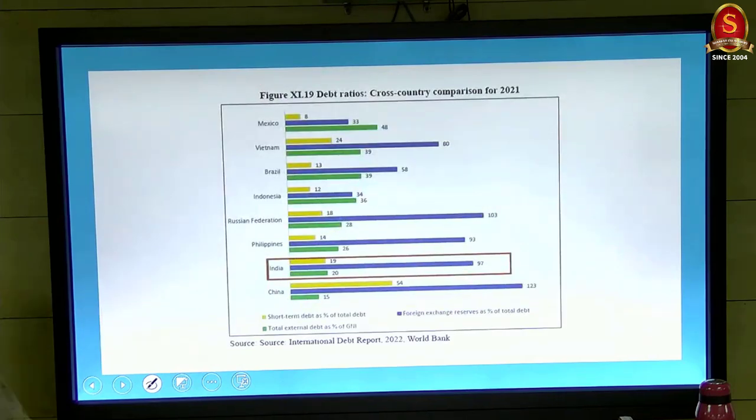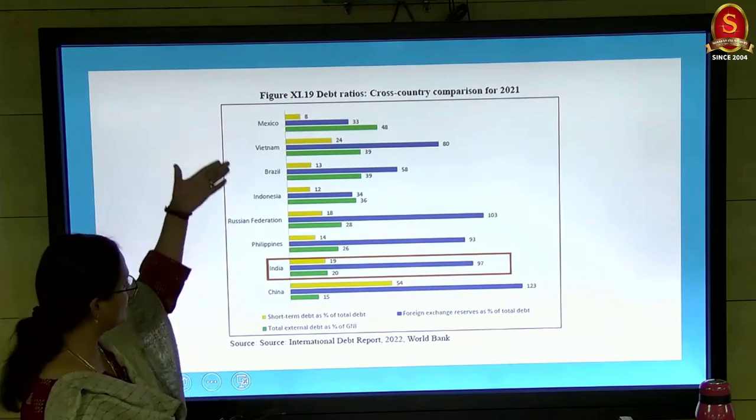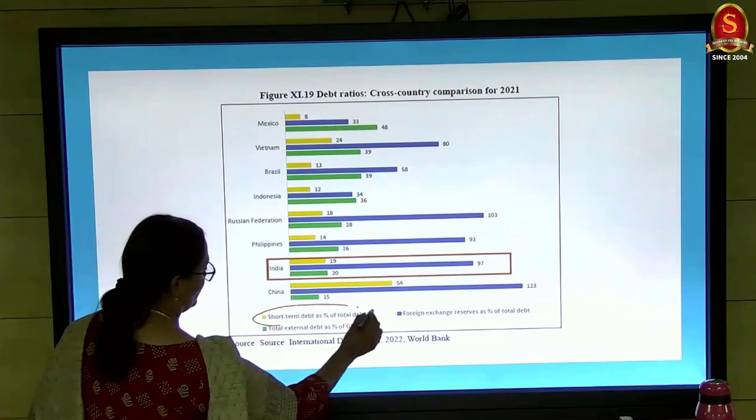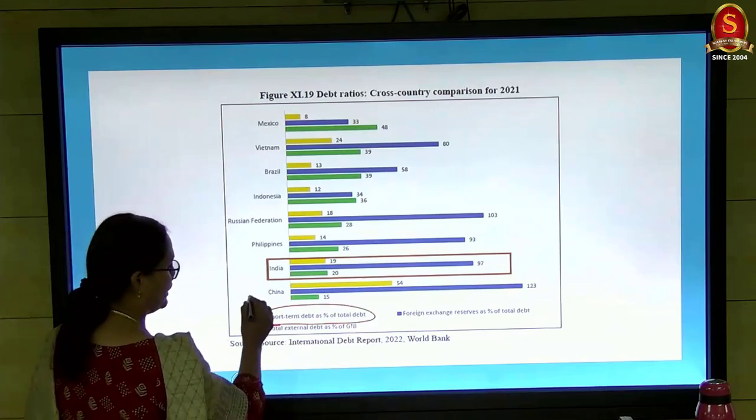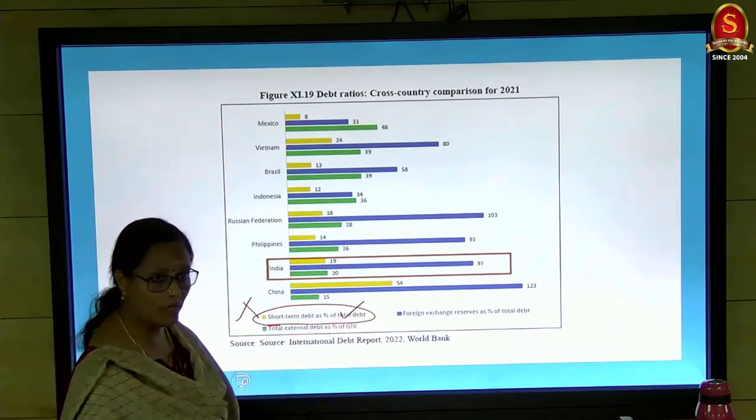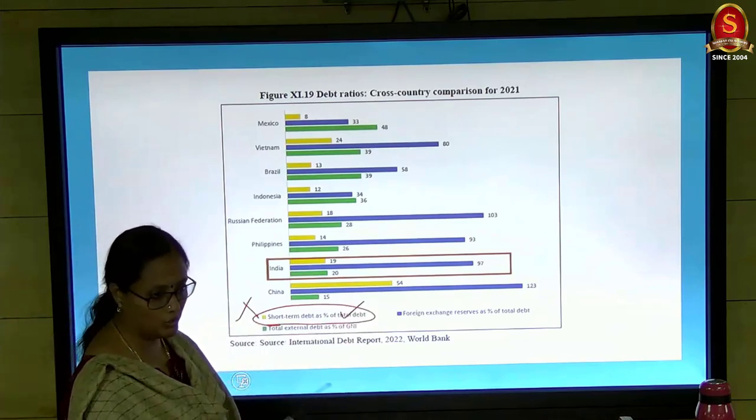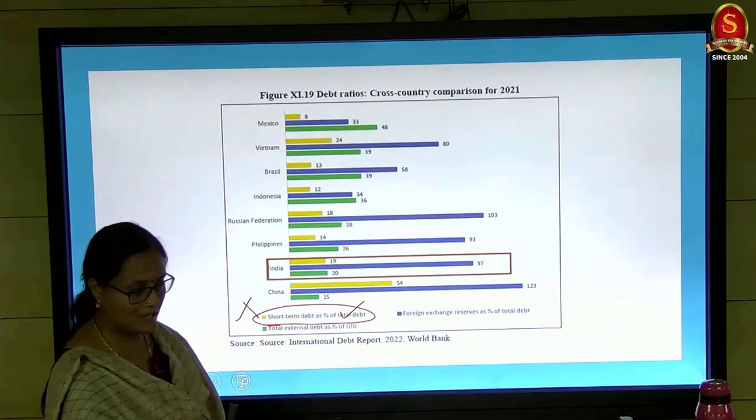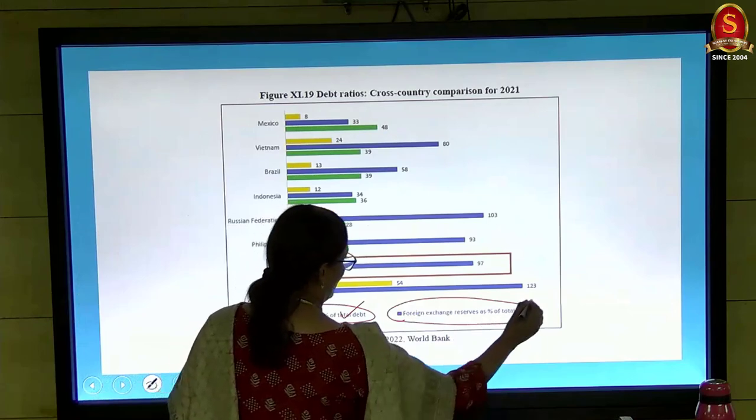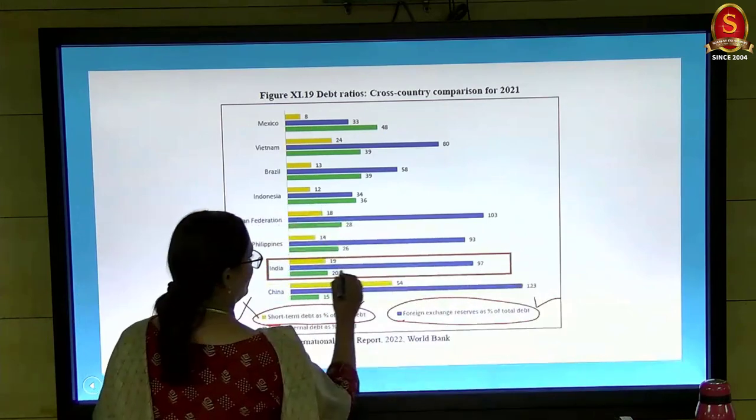So then we have these debt ratios. This is all like across the different countries they want to compare. Short-term debt as a percentage of the total debt. This is again immaterial to us. We should not talk about the total debt because we don't have foreign exchange reserves even equivalent to the total debt. We have only less of it. Foreign exchange reserves as a percentage of total debt. This is a very, very important indicator. Blue.